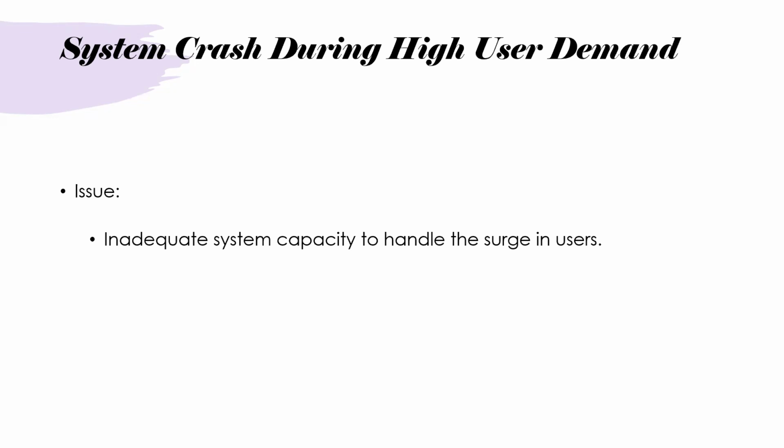Another potential performance bottleneck is system crash during high user demand. When sudden demand increases in an application, the system could crash. There are various situations that happen like that. The issue behind this is the inability to cater to the sudden increment or decrement of the load. That is another performance issue.